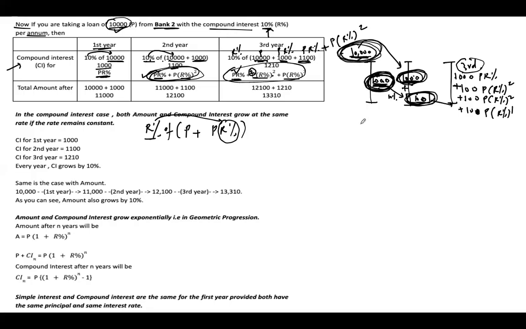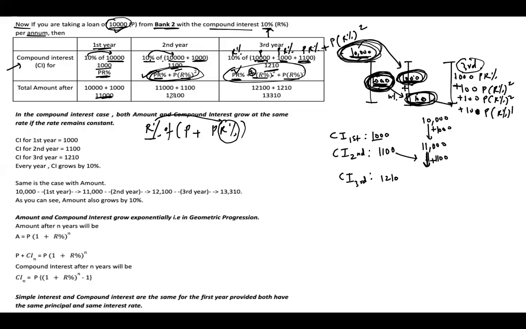So compound interest for the first year was 1000. Compound interest for the second year was how much? 1100. Compound interest for the third year was 1210. Similarly, the initial amount deposited in the bank was 10,000. After the first year, you got 1000 as your interest, and you have 11,000. In the second year, how much will you be getting? 10% on this whole amount, which is 1100.